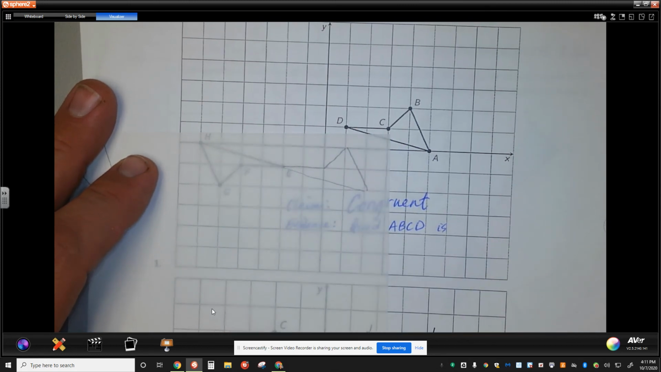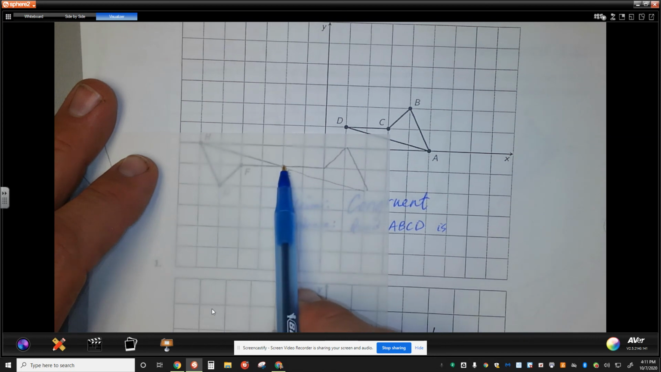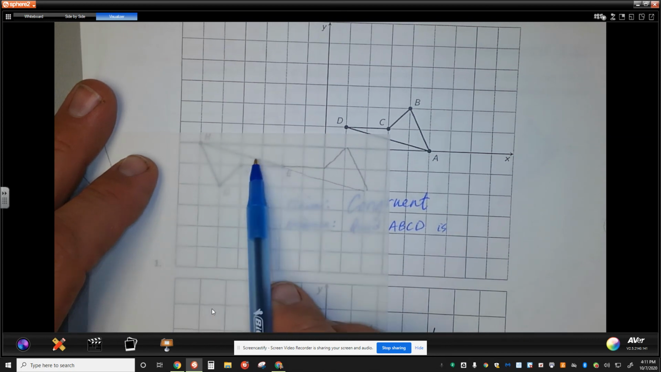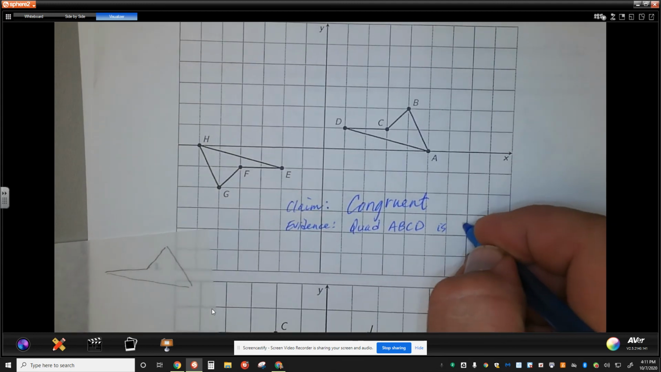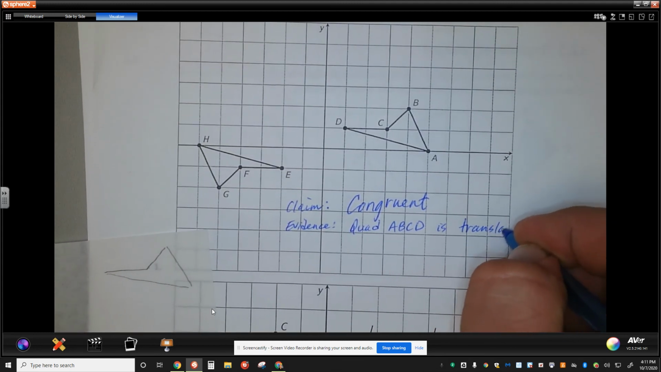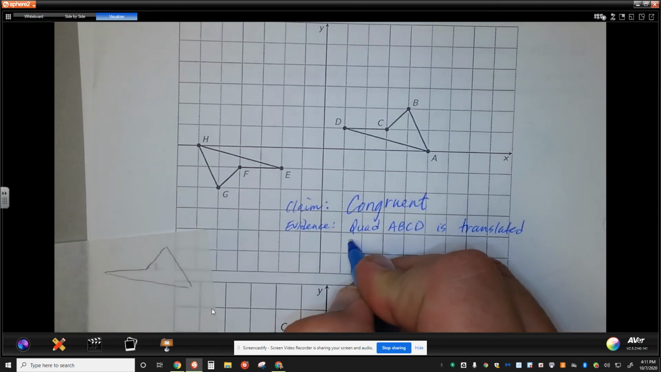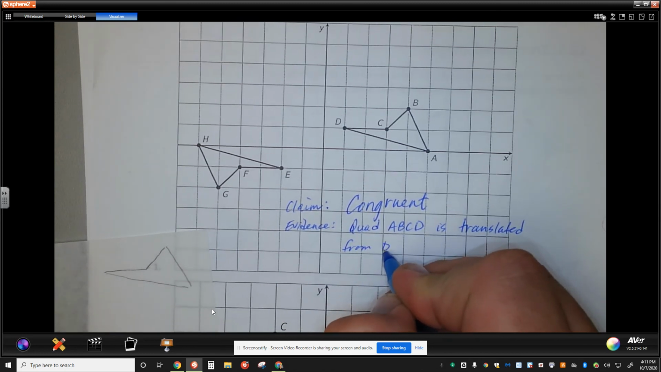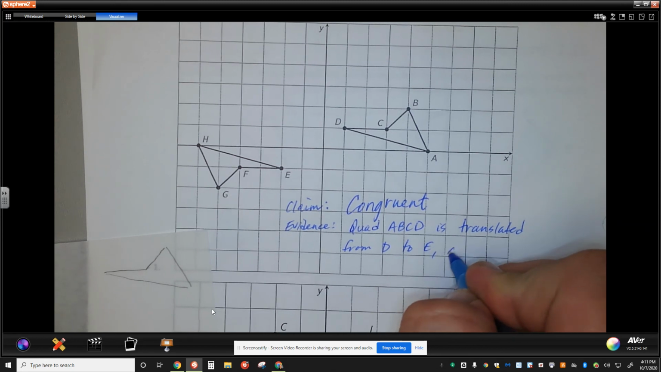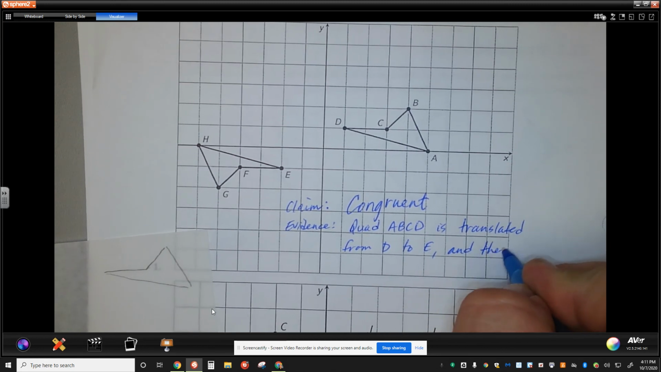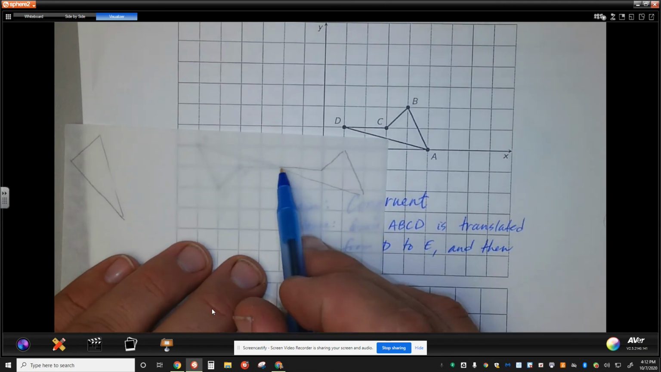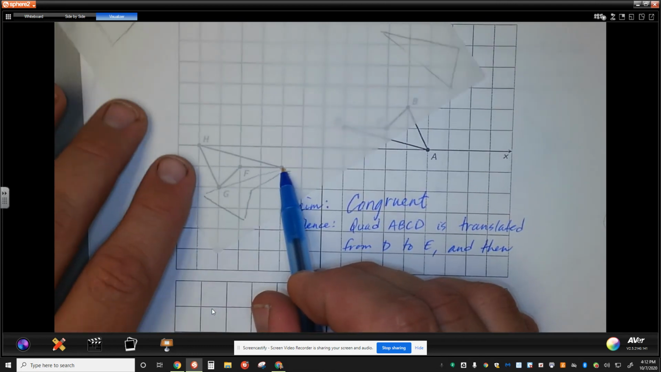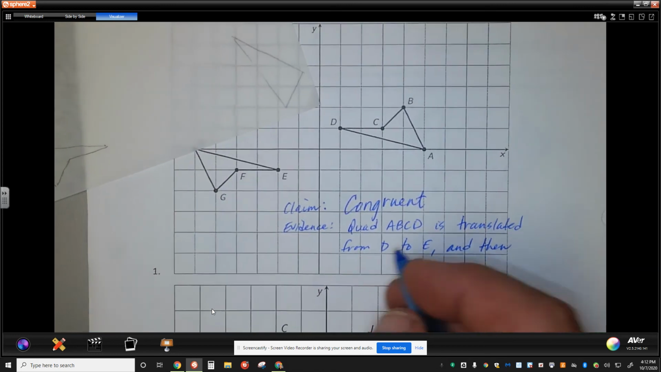We learned that a rotation of 180 degrees around a point will take two corresponding segments and overlap them. So we're going to say it is translated from D to E. And then we just talked about this piece translating to corresponding points. We know that this is going to be a rotation of 180 degrees around center E.